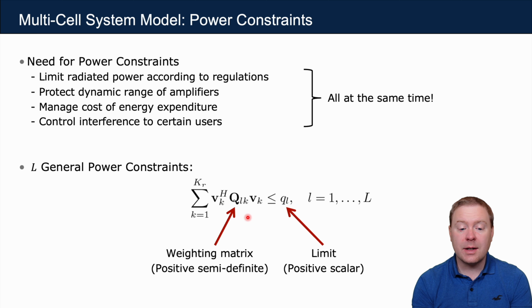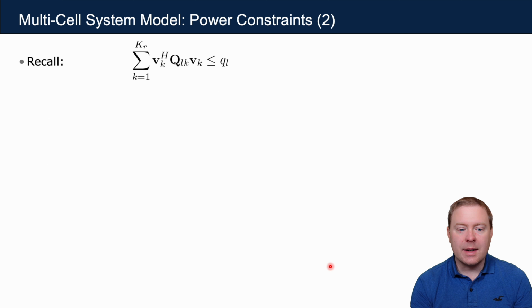Each of them is such that we are making a summation over all of our different users. We take their beamforming vectors, we multiply them with some kind of weighting matrix, which is a positive semi-definite matrix, multiply with VK on the other side with a conjugate transpose. So we have a quadratic form here, and then we want this to be smaller than some positive limit. So what could this really entail?